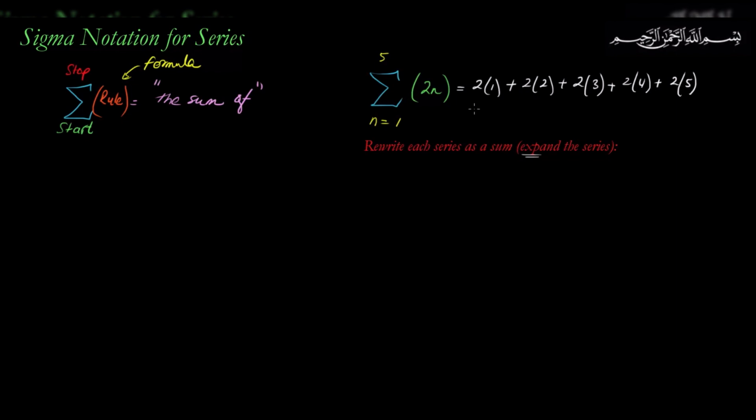Now, we don't leave the answer like this because it's not simplified. It would be mustahab, or good mathematical manners, to simplify this a little bit like this. So this would be 2, and this would be 4, plus 6, plus 8, plus 10. So this is the series that is represented by this notation.